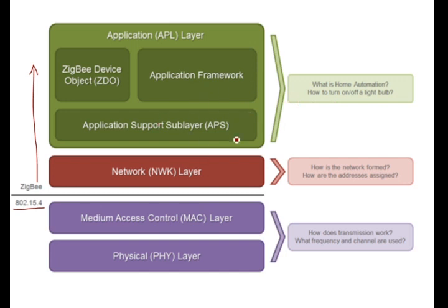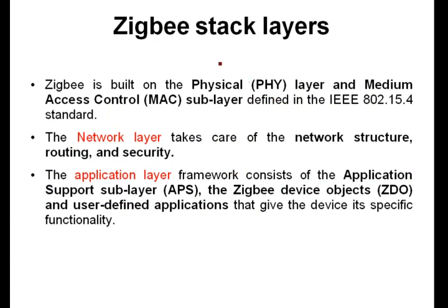This also you can draw, any figure you can use, this one or this one. So Zigbee is built on the physical layer and medium access control of 802.15.4. The network layer of Zigbee takes care of network structure, routing and security. The application layer, again, we have seen is divided into 3 sub layers.